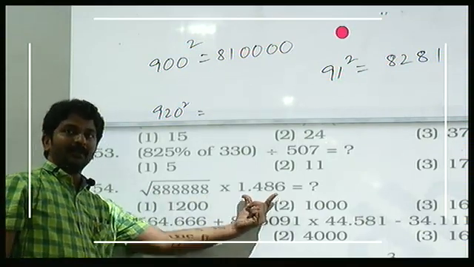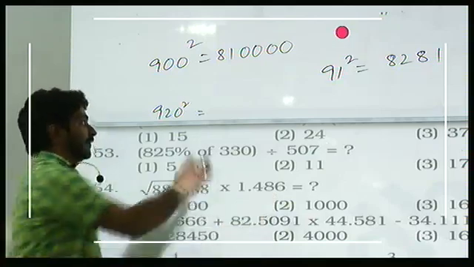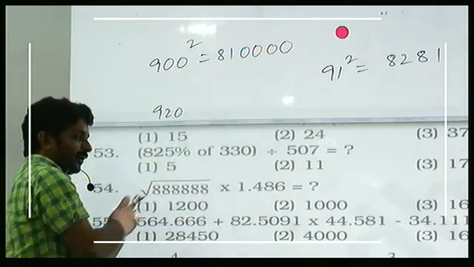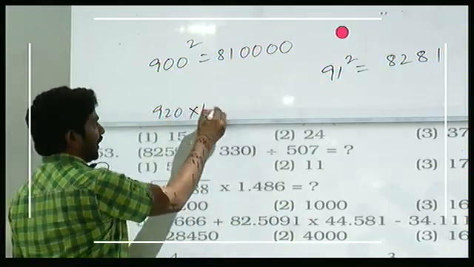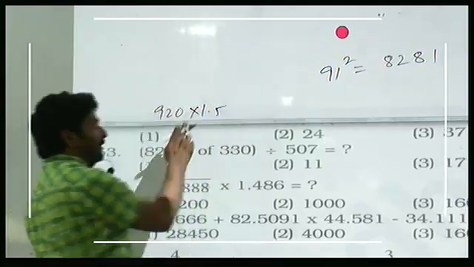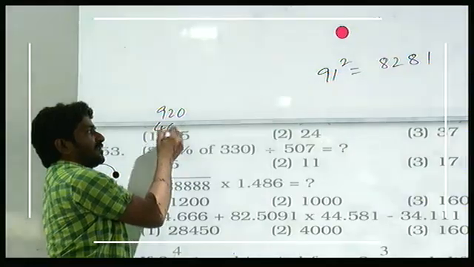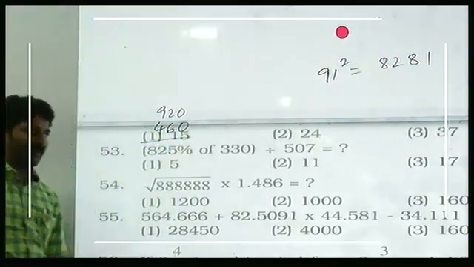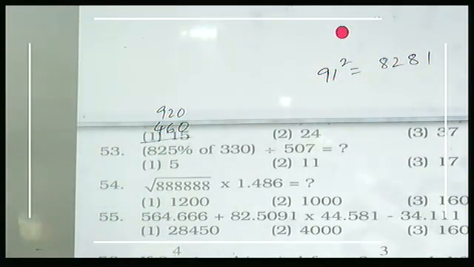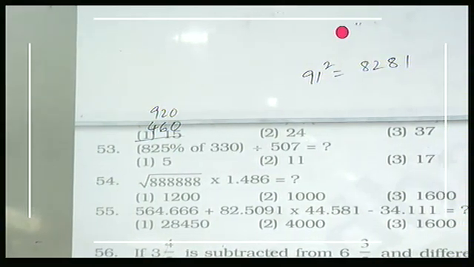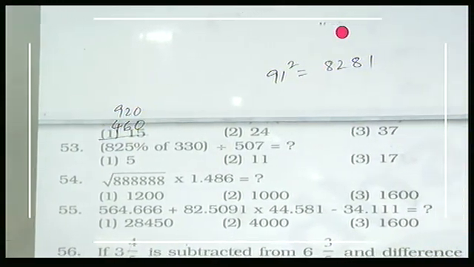And you have 1.5 approximate. 920 square and under root both get cancelled. 920 into 1.5. That will be 920 plus half of that. Half of 920 is 460. When you add everything, that will be 1380. Near about the fourth option, 1400. Fourth option, 920 plus 460.